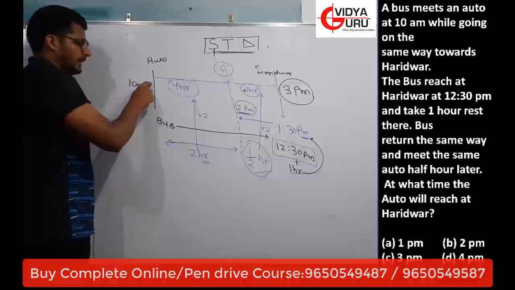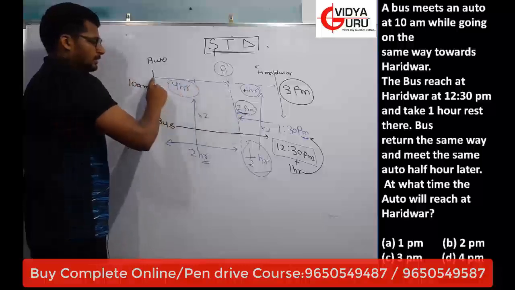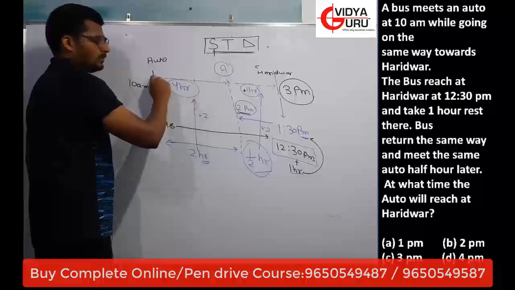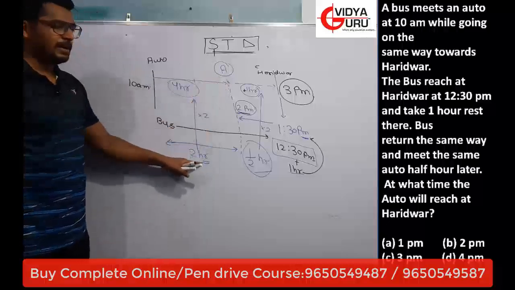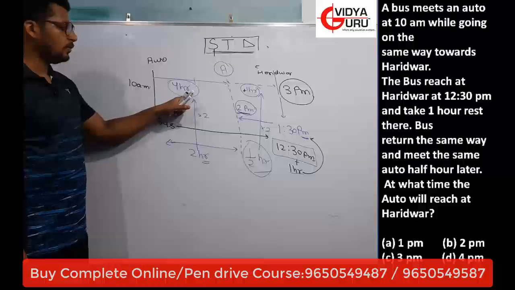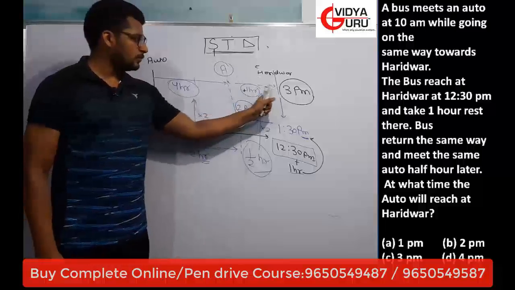It started moving at 10 a.m. and the time is now 2 p.m. That means auto took 4 hours to cover the distance. The distance covered by bus in 2 hours is covered by auto in 4 hours. That means what is the distance left to be covered by auto?